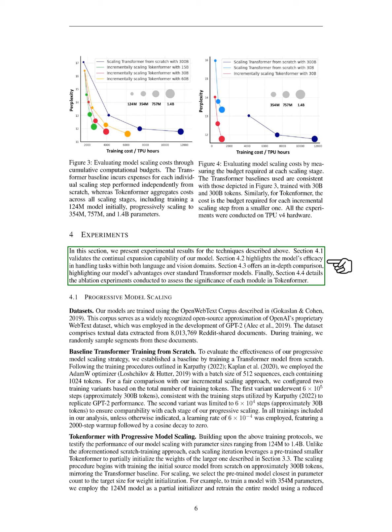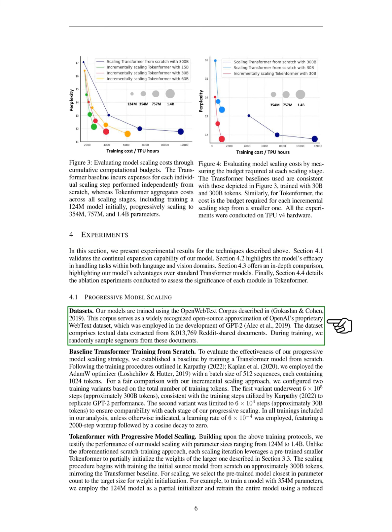Next, we present our experimental results. We validate our model's ability to expand continuously and demonstrate its effectiveness in both language and vision tasks. We also compare our model to standard transformer models and conduct ablation experiments to assess the importance of each module in Tokenformer. For our datasets, we use the OpenWebText Corpus, which is a well-known open-source version of OpenAI's WebText dataset, containing text from over 8 million Reddit shared documents. During training, we randomly sample segments from these documents.